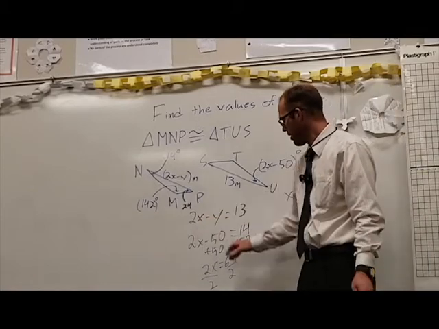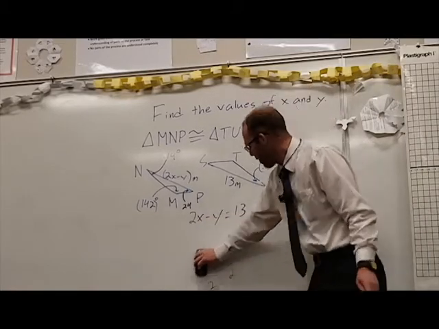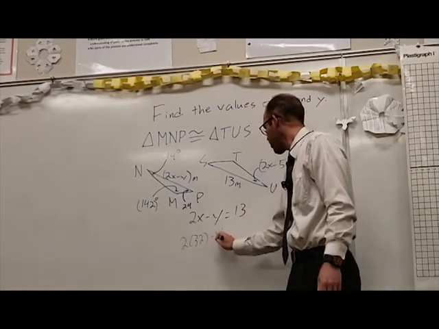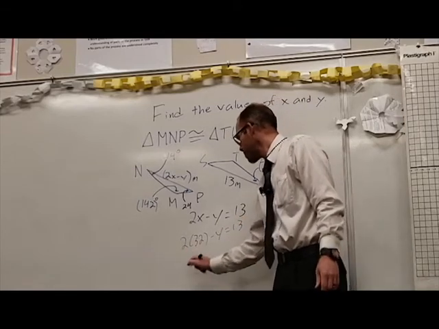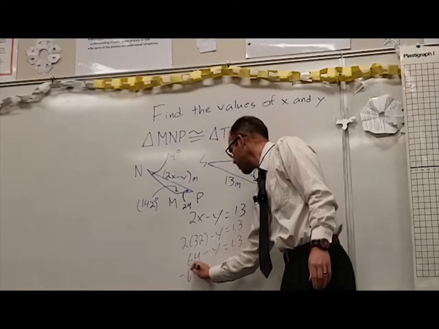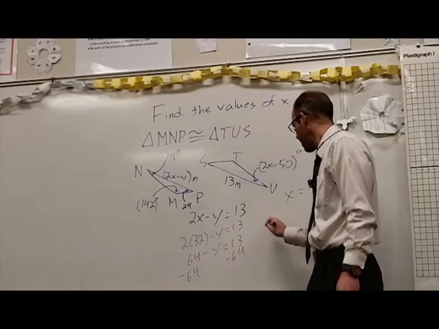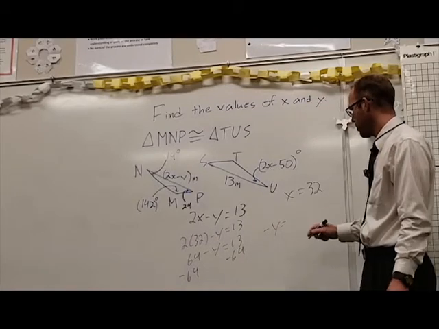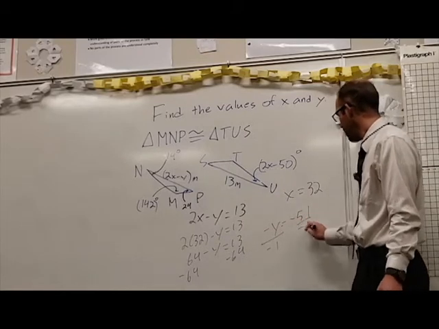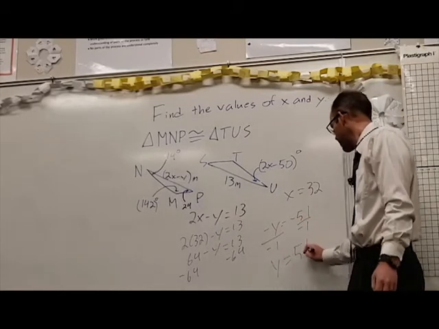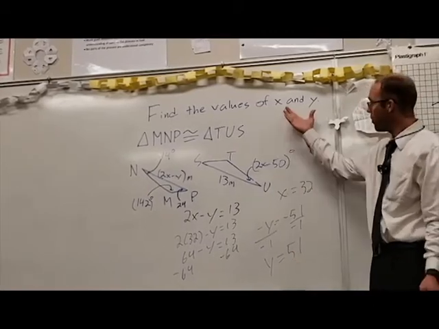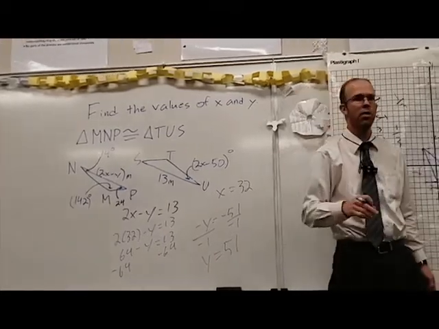Awesome. Let's plug that up into here. So we get 32 for our x. That will give us 2 times 32 minus y equals 13. 2 times 32 is 64 minus y equals 13. Let's subtract that 64. And we get negative y equals negative 51. Divide by negative 1 to get rid of that negative, and we're left with y equals positive 51. So our value for x is 32, our value for y is 51, and we're finished with this question right here. Let's take a look at one more.